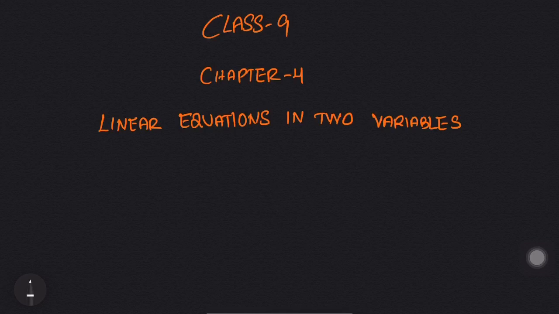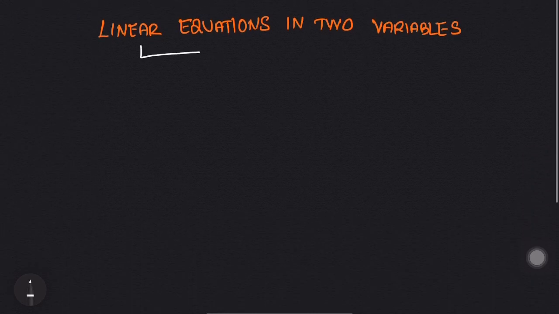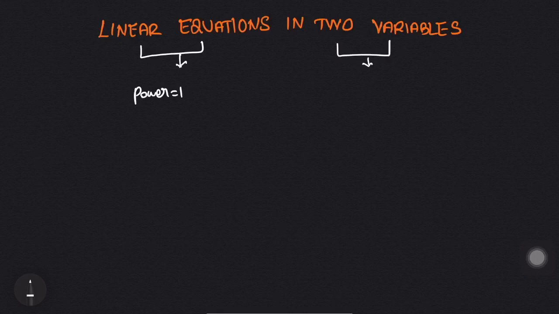Today we are going for a new session, chapter 4, linear equation in two variables. So what is meant by linear equations? Linear equation means the maximum power of the equation must be 1. Then two variables means an equation contains two terms, for example, x comma y or a comma b. So like this.